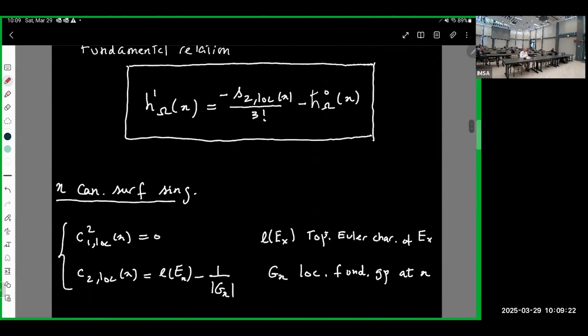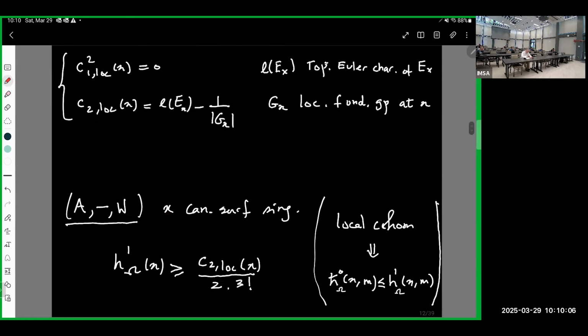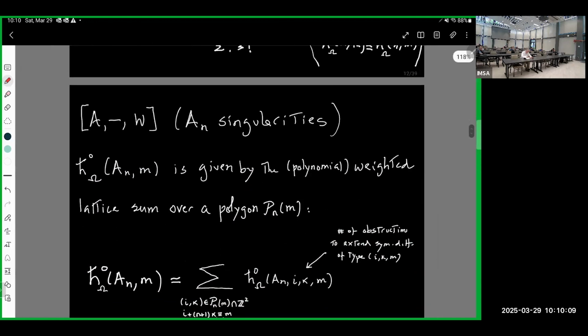I'm just going to reference here what we know about the local second Chern number of a canonical singularity. I know that C1 squared is 0. The local second Chern number is obtained from the topology of the exceptional locus: the topological Euler characteristic of the exceptional locus minus 1 over the order of the local fundamental group of my singularity. So these numbers are all known. That's the result.